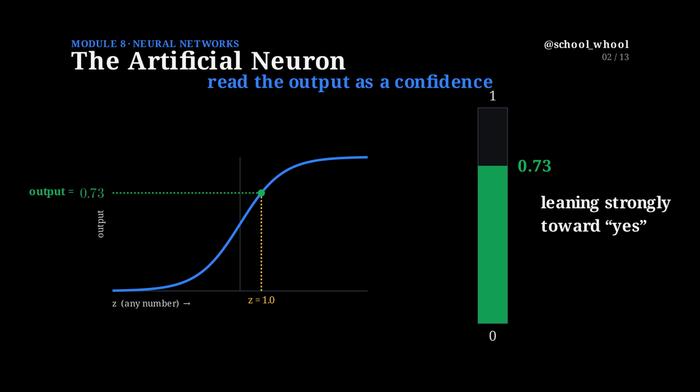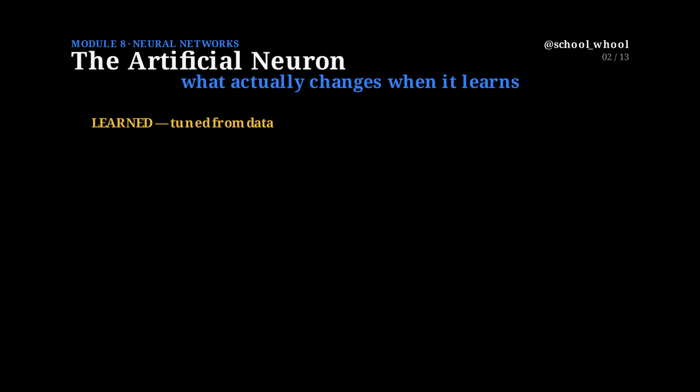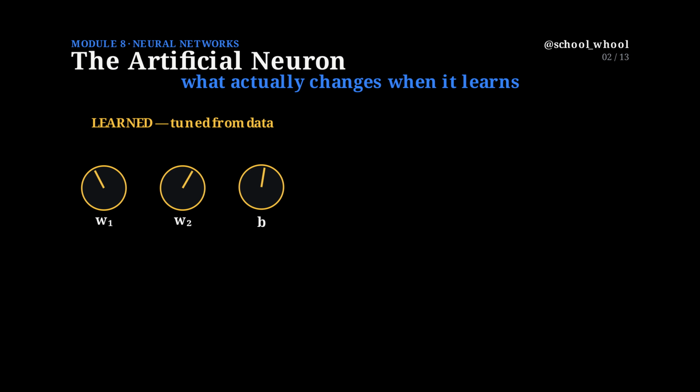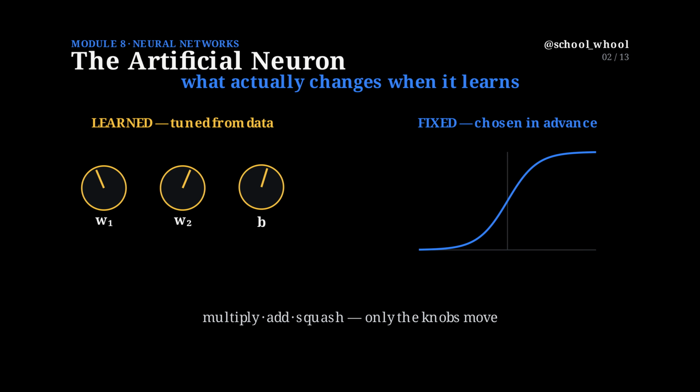So which parts actually change when a network learns? The weights and the bias are the knobs. Those are tuned from data, over and over, until the answers get good. The activation is a fixed shape we choose in advance. It does not change. Everything else is just multiply, add, and squash.